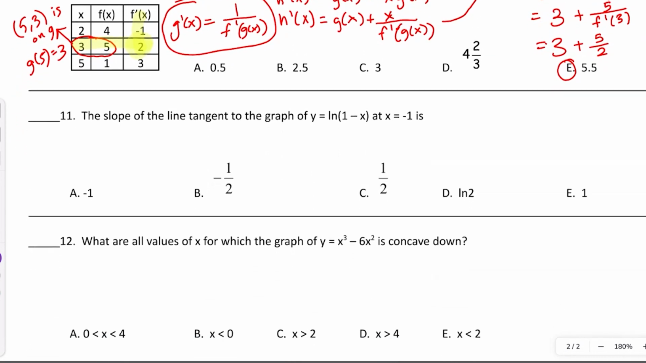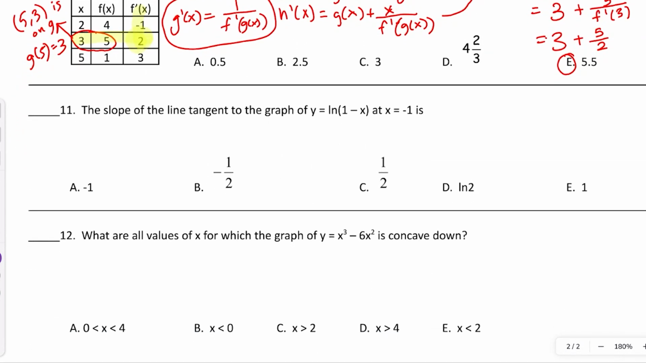Number 11 says the slope of the line tangent to the graph of this natural log function at x equals -1 is. So what we need to do to find the slope of the line is to find the derivative of this and then plug in -1. So y prime is going to be 1 over 1 minus x times the derivative of 1 minus x, and that would be times -1.